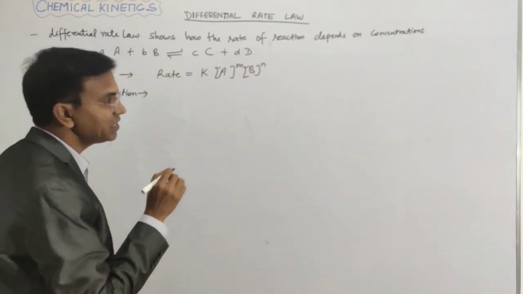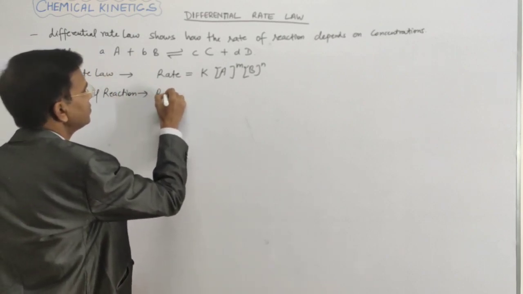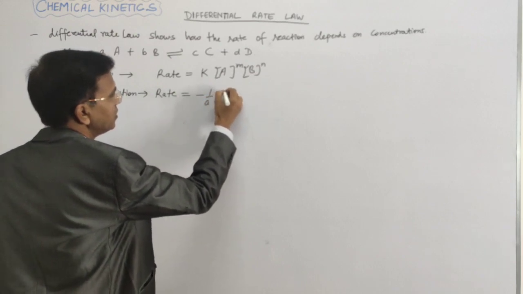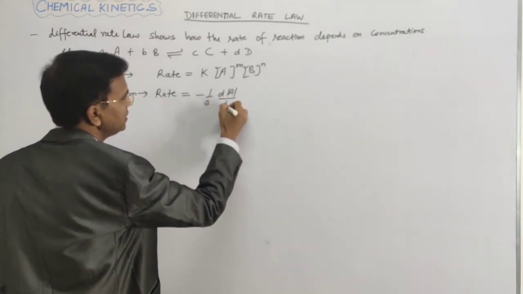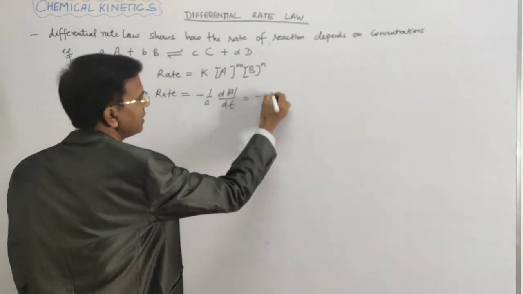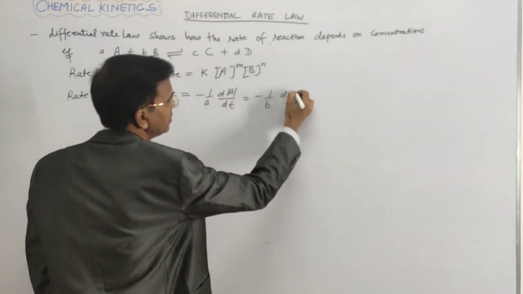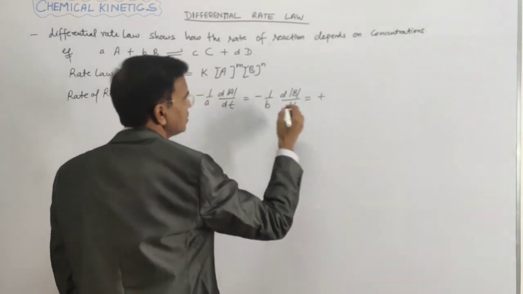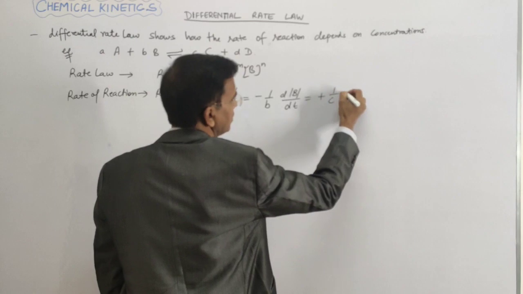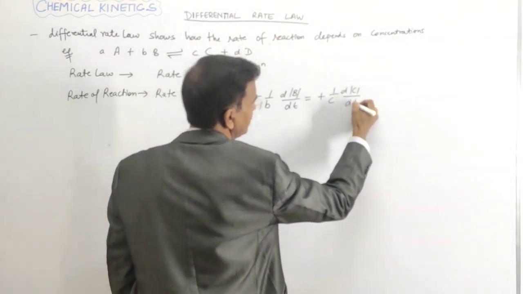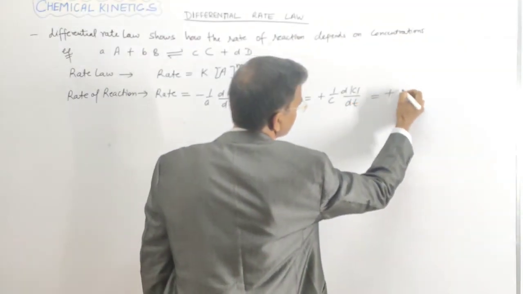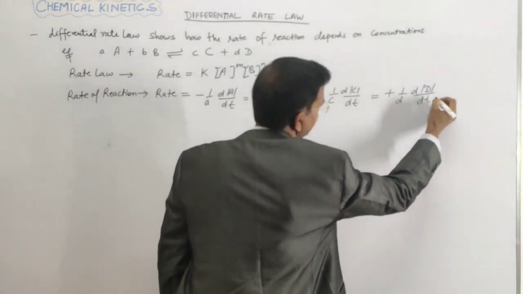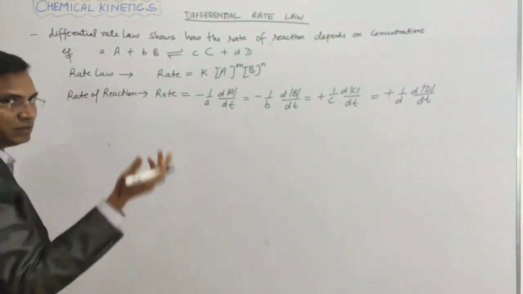Now the rate of reaction is expressed as rate equal to minus 1 by A dA upon dt is equal to minus 1 upon B dB upon dt is equal to plus 1 by C dC upon dt is equal to plus 1 by D dD upon dt. So this is the rate of reaction.